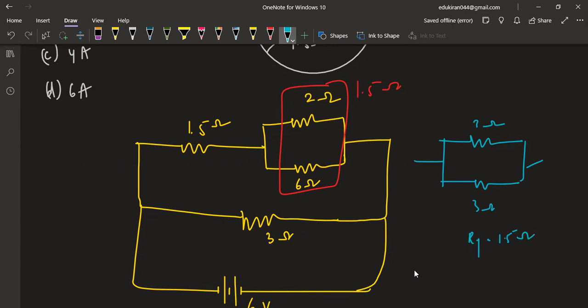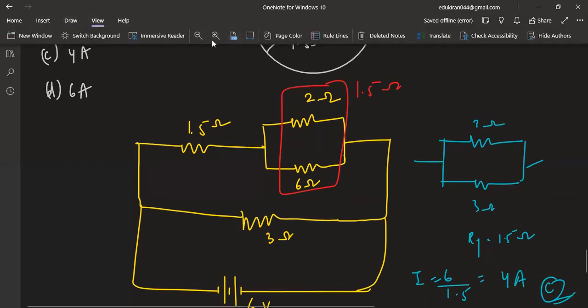Right. Now you have to find out current. So voltage is 6. Equivalent resistance is 1.5. So 6 by 1.5, that is 4 amperes. C option directly. Now let me explain you the figure.